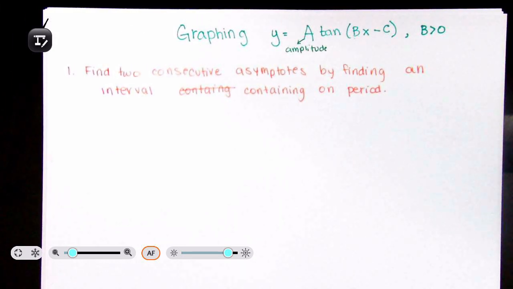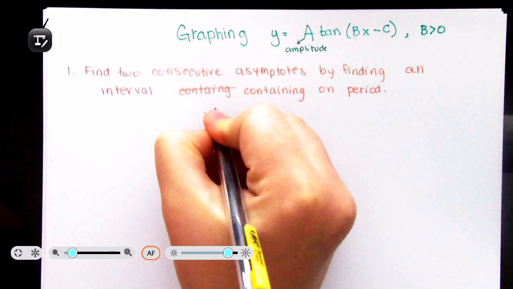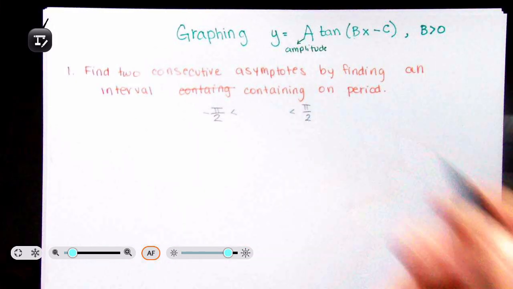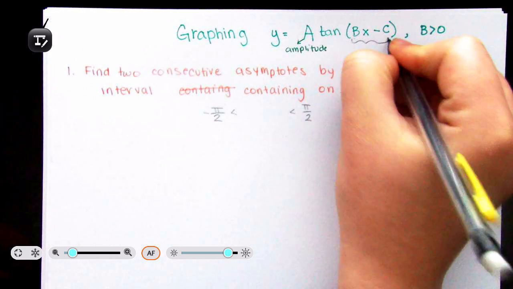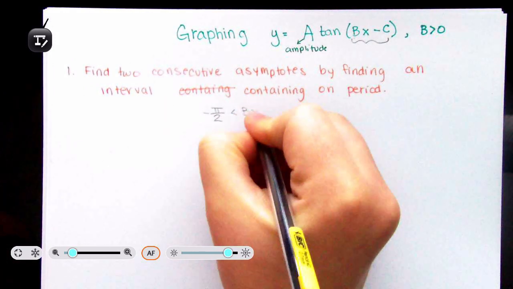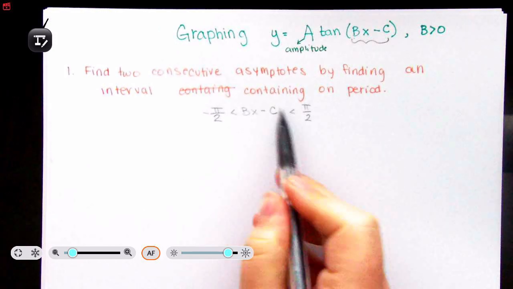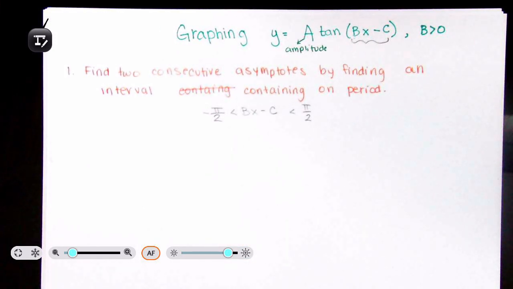So how do we do that? Since we know the interval of our tangent function goes between negative pi halves and positive pi halves, we're going to set this inside bubble, B times x minus c, in that parameter. So somewhere between negative pi halves and pi halves, we're going to have this right here. Now, depending on what your b value is, depending on what your c value is, or in some cases you'll see h for your horizontal, will depend on where those asymptotes occur.